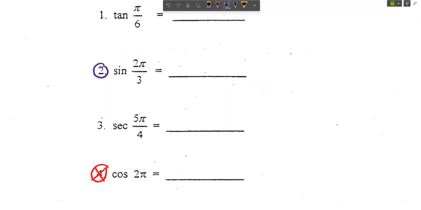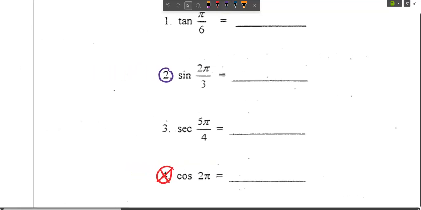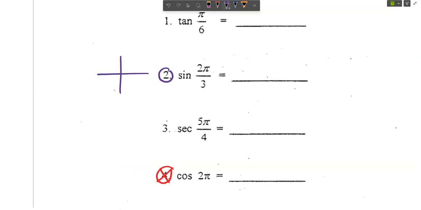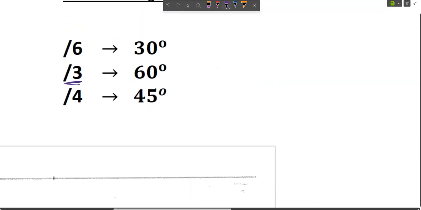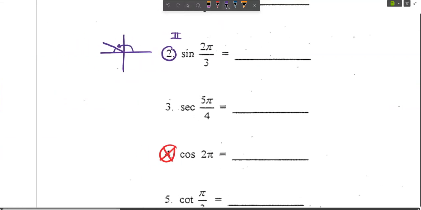Number 2 says sine of 2 pi over 3. The first important thing we need to figure out is, where is 2 pi over 3 located? 2 pi over 3 is just smaller than 1 pi, but it's bigger than pi and a half. That puts me in quadrant number 2, so we're looking at an angle in quadrant number 2. As I mentioned from our trig need to knows at the top, if it's over 3, that means it's 60 degrees away from the horizontal. So this reference angle right here is 60 degrees.